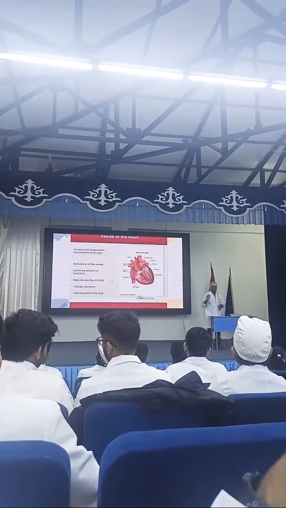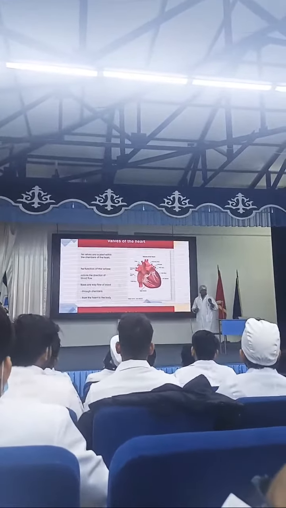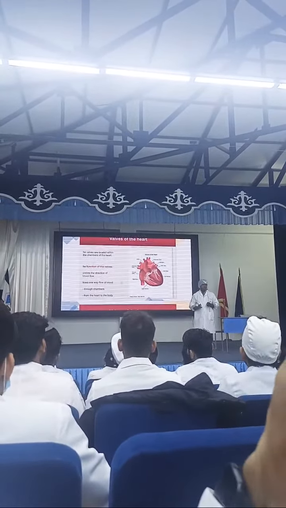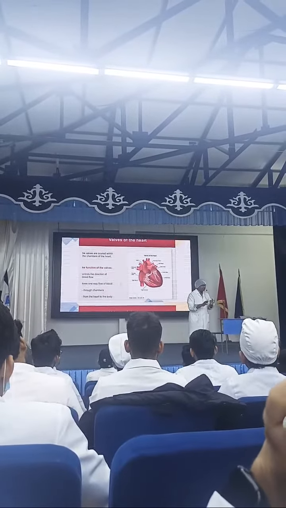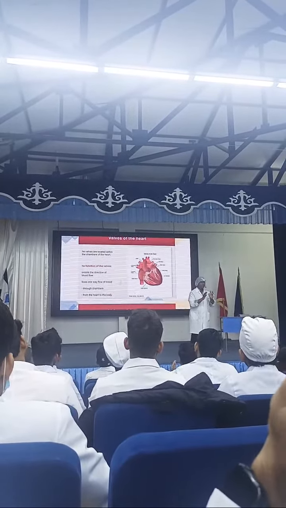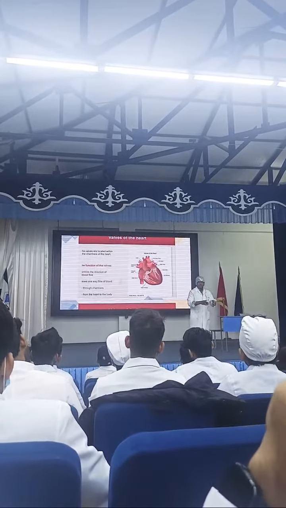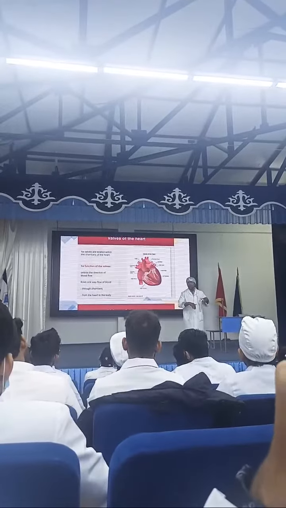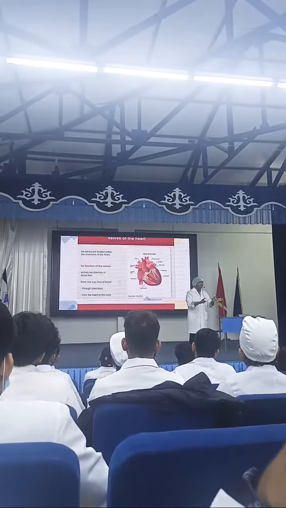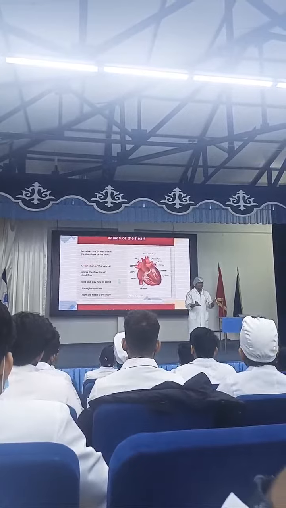And what is the function of the valves? The function of the valves is that they will ensure that the blood will move in the forward direction. Right? There will not be any reversal of the flow. That is the function of the valves.